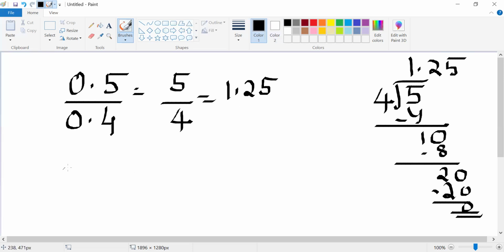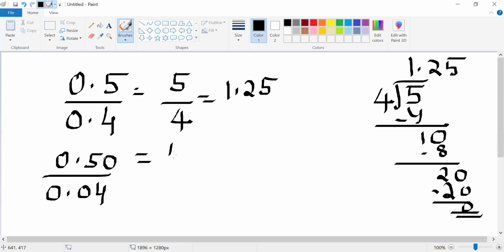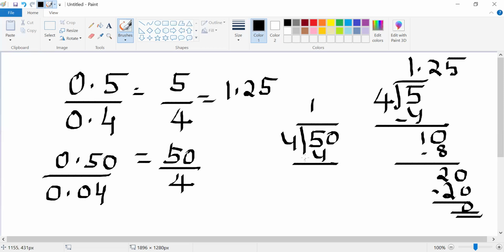Now, suppose the same question, 0.5 divided by 0.04. So first make it like decimal, add 1 zero here. So this will become 50 divided by 4. So let us divide 50 by 4. 1 4 is 4, 10, 2 4s are 8, 20, put the point, 12.5, we will get the answer.